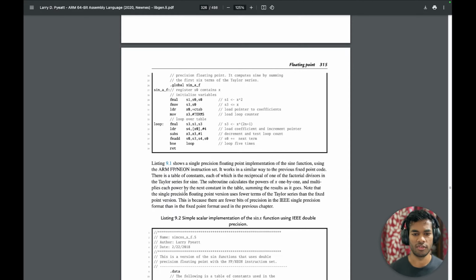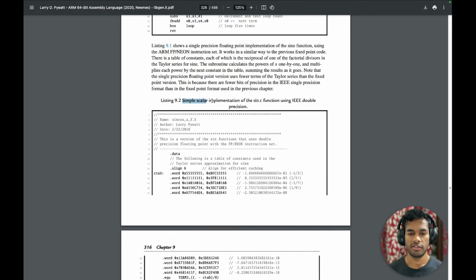Okay, but that is not the thing now. The subroutine calculates the power of x one by one and multiplies each power by the next constant in the table, summing the result as it goes. Note the single precision floating point version uses fewer terms for the Taylor series than the fixed point version. This is because there are fewer bits of precision in the IEEE single precision format than in the fixed precision format used in the previous chapter.